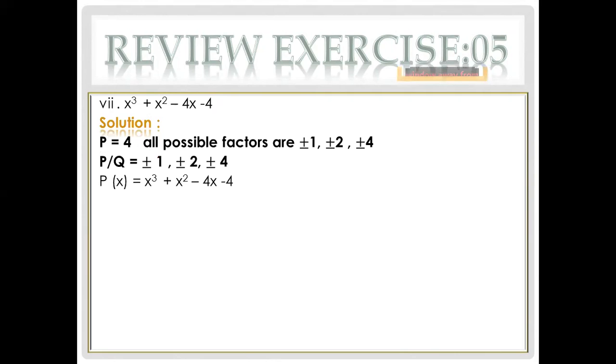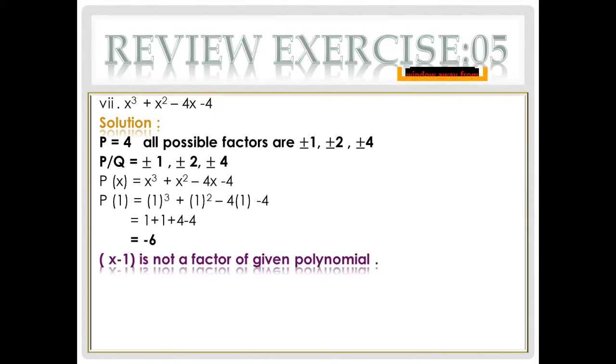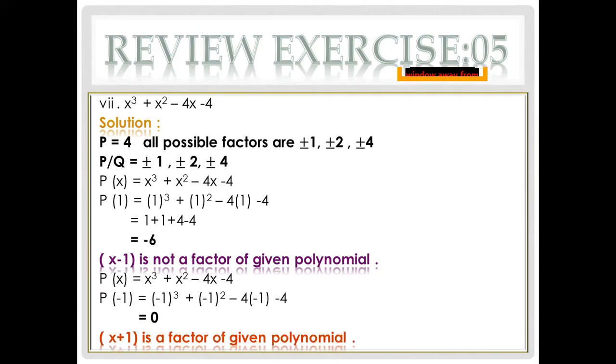Again, we have part 7, x cube plus x square minus 4x minus 4, a cubic polynomial. This is related to 5.4. The constant term is 4, so p is 4 and q is 1. We find the factors of 4, which are plus minus 1, plus minus 2, plus minus 4. And then again we start checking from 1. First we put plus 1, then we put minus 1. With plus 1 we do not get 0, the remainder is minus 6. It means x minus 1 is not a factor of the given polynomial.